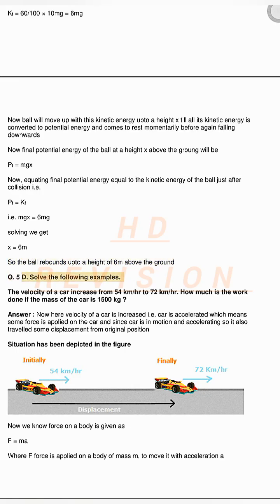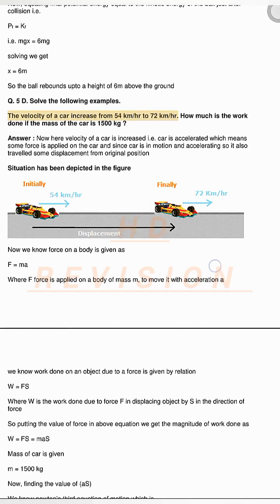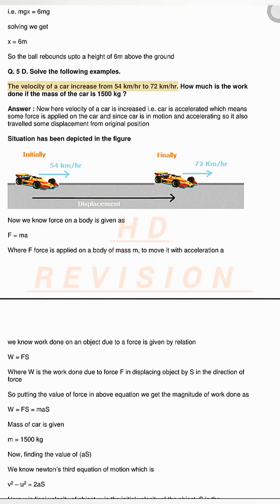Q5. B. Solve the following examples. The velocity of a car increased from 54 km per hour to 72 km per hour. How much is the work done if the mass of the car is 1,500 kilograms? Answer. Now here the velocity of the car is increased, i.e. the car is accelerated, which means some force is applied on the car, and since the car is in motion and accelerating, it also traveled some displacement from its original position.